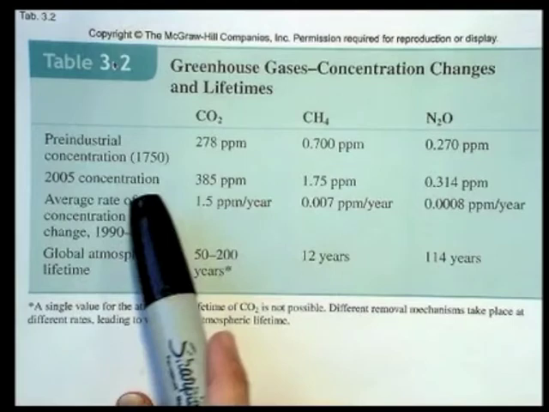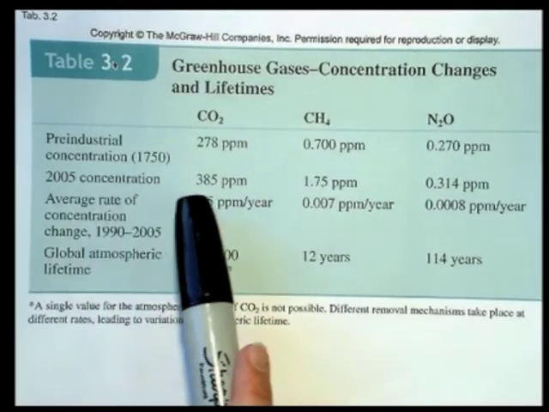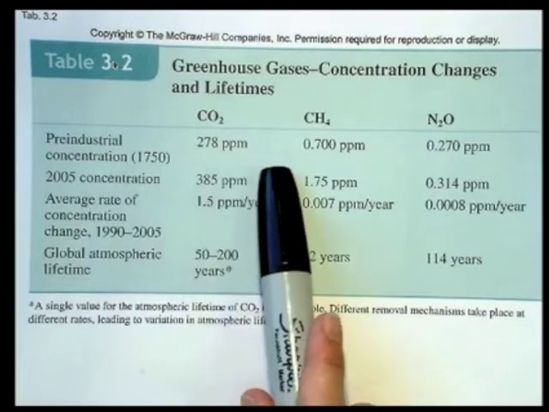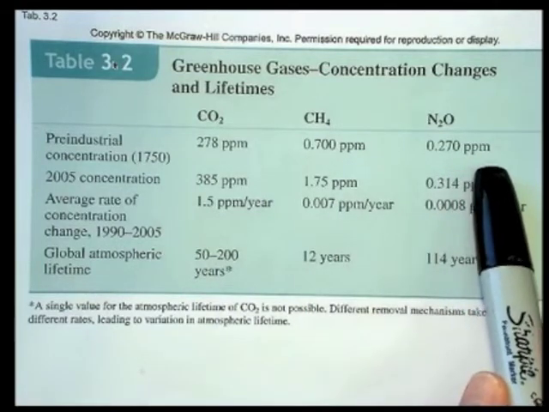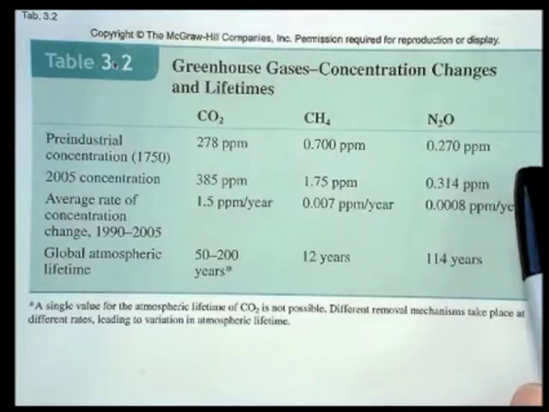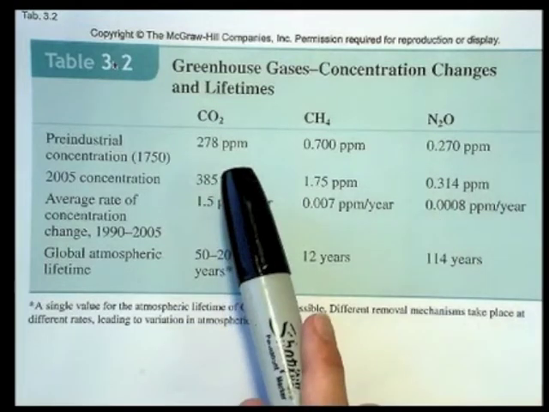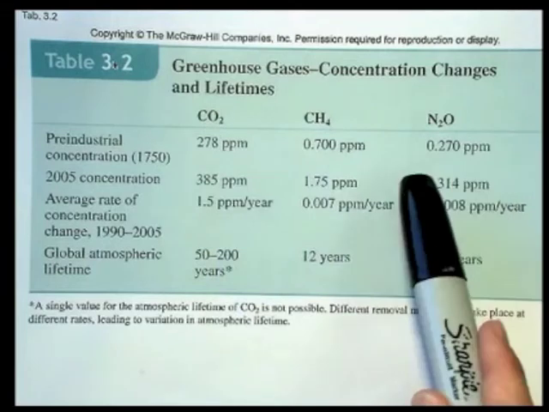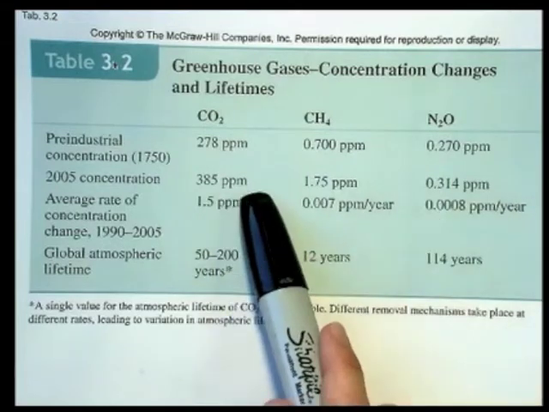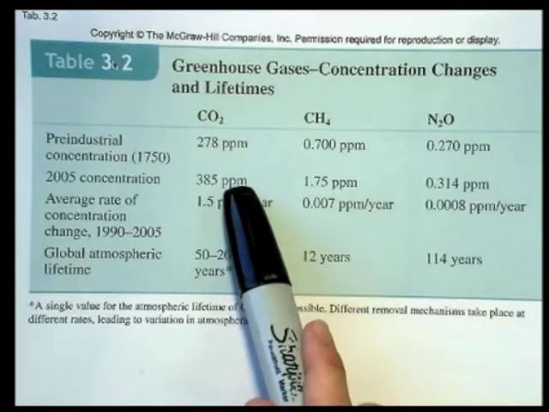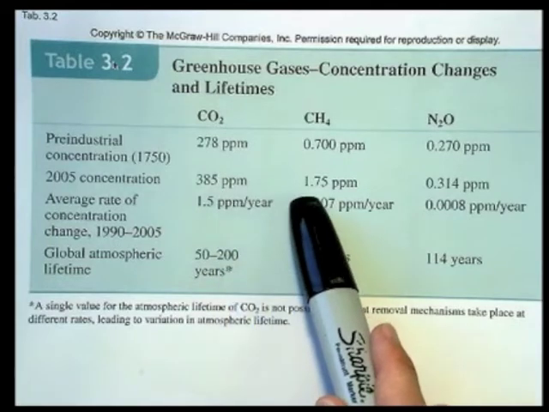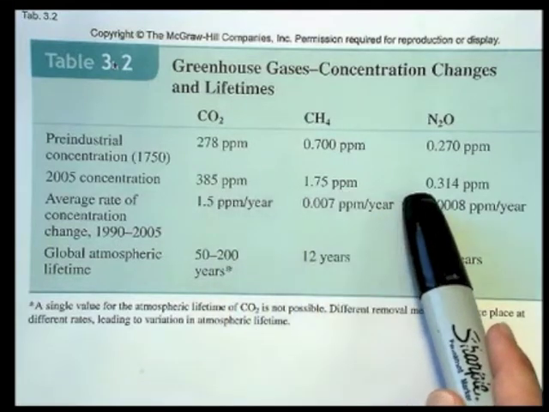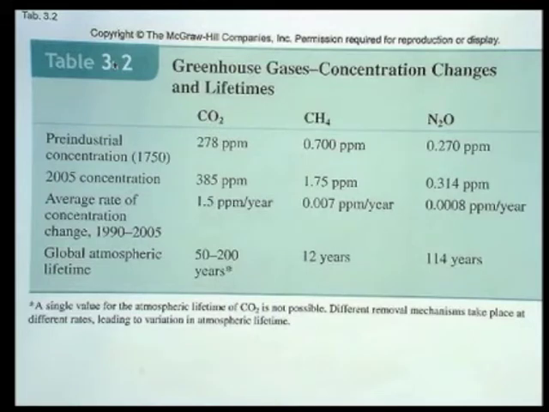Okay, and so you can see pre-industrial concentrations of carbon dioxide about 278 parts per million, methane 0.7 parts per million, and nitrous oxide 0.270 parts per million. So there's quite a bit higher concentration of carbon dioxide compared to these other two gases. Also, you can see a change over time from the post-industrial revolution. It's up to 385 parts per million on average, methane 1.75, and nitrous oxide 0.314 parts per million.